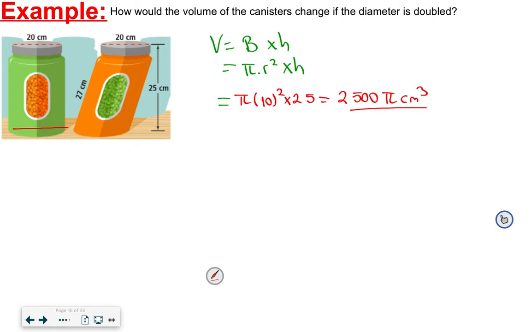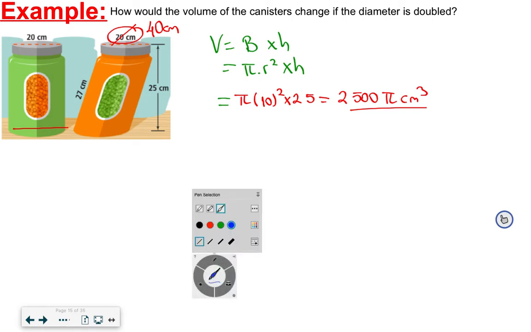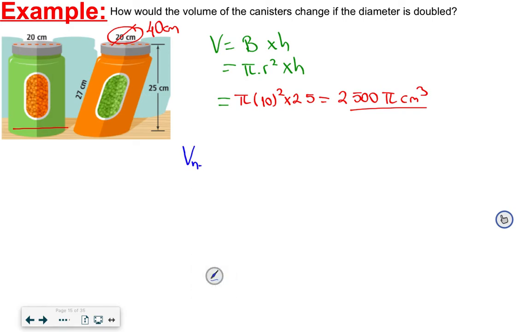What's going to happen? The diameter is going to be doubled. So what was the diameter? 20. It's going to be doubled, 40 centimeters. So what's going to happen to the volume of the new figure? Same idea, pi times r squared times height. Can you please tell me what's going to happen to the radius? If the diameter is 40, what is the radius of the new figure?